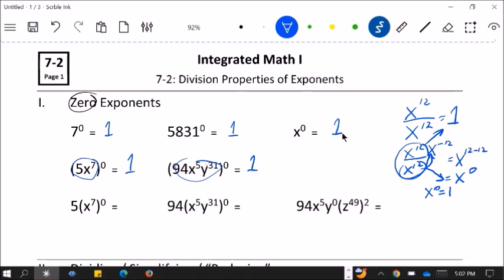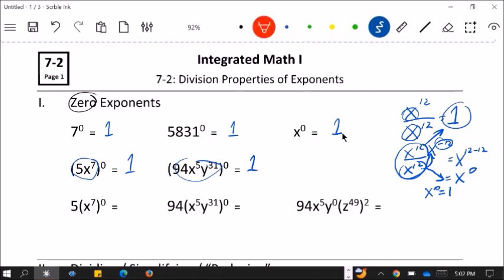Anything to the 0 could be that. This could be 852, and this could be 852. As long as they're the same, when you bring it up to a negative exponent, then you get 0 for the power, and that means it's equal to 1.